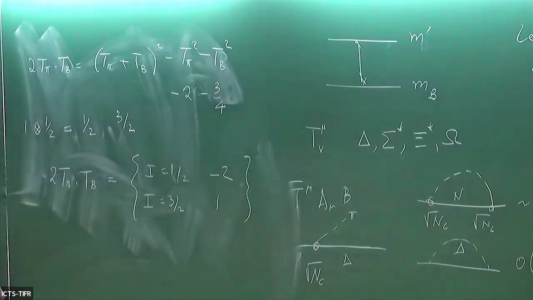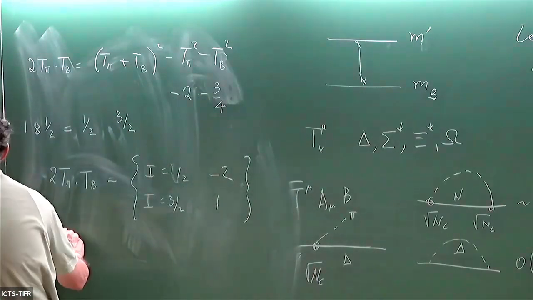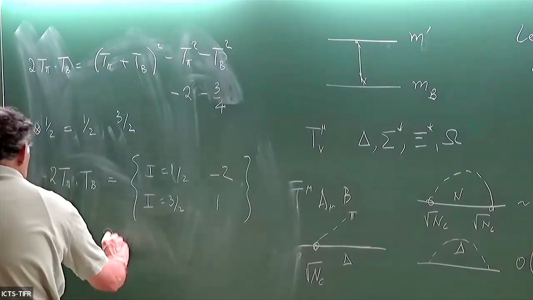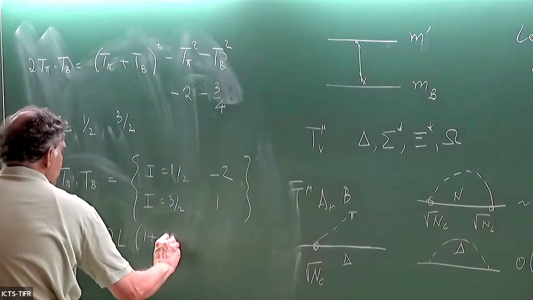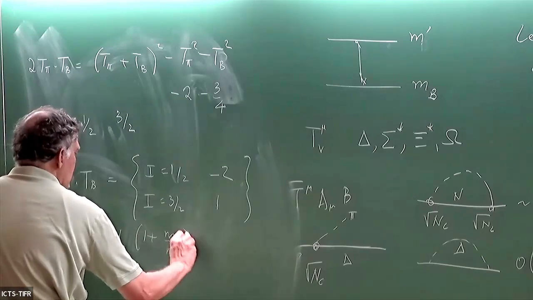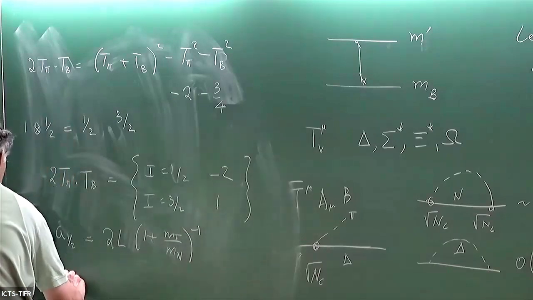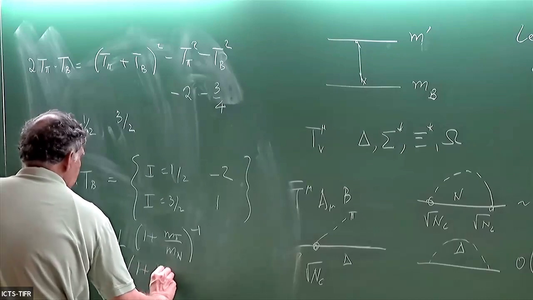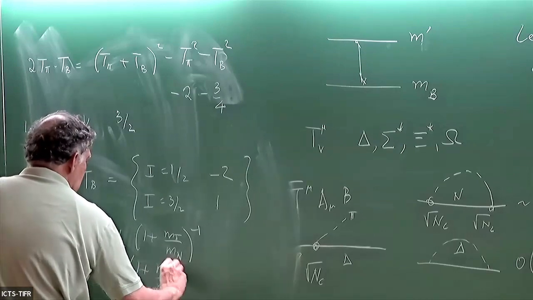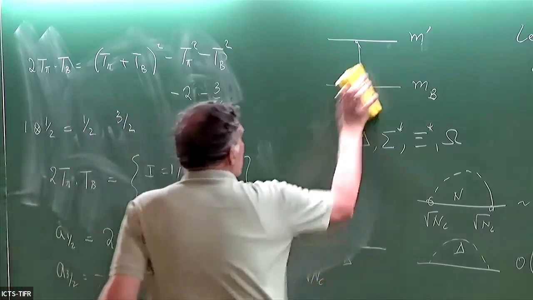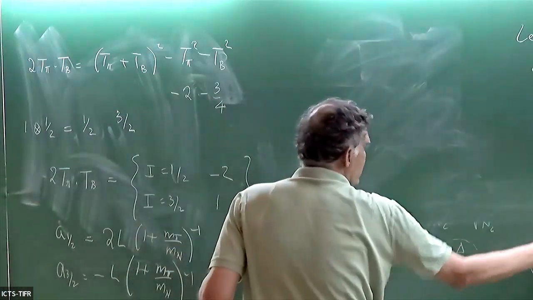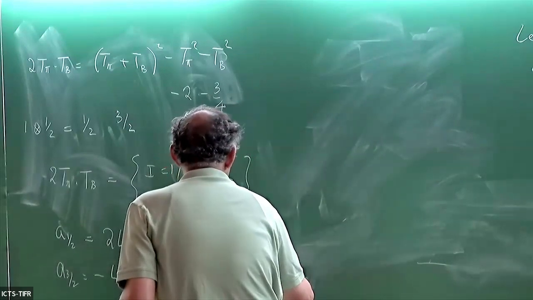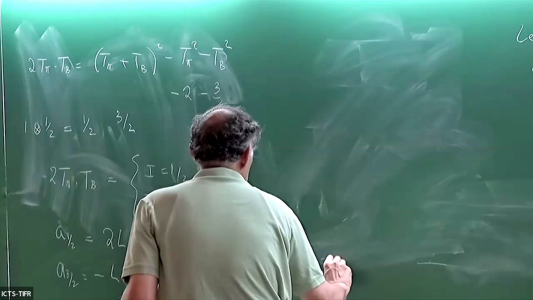So the final result then is that the scattering length in the isospin 1/2 channel is 2L, 1 plus m pi over mn to the minus 1. In the 3/2 channel, this is minus L, 1 plus m pi over mn to the minus 1. And you also get the famous relation that A 1/2 plus 2A 3/2 is 0.